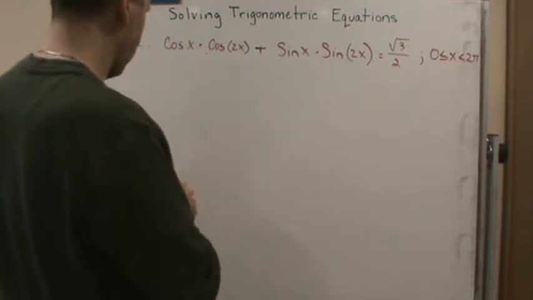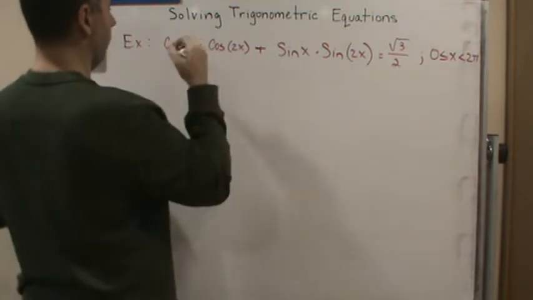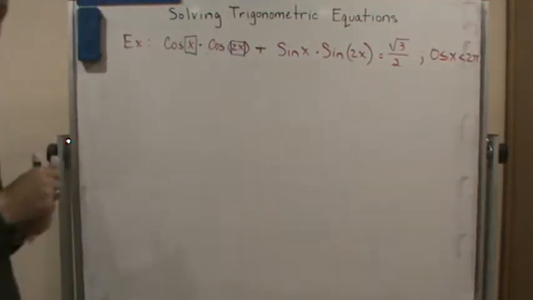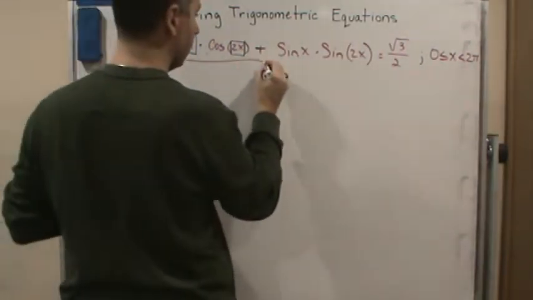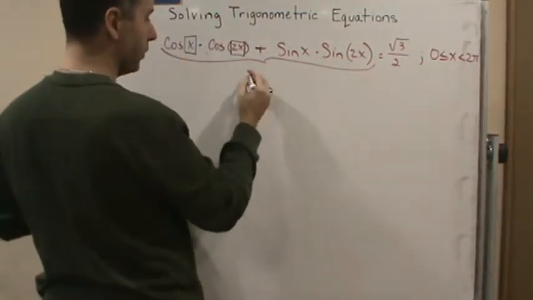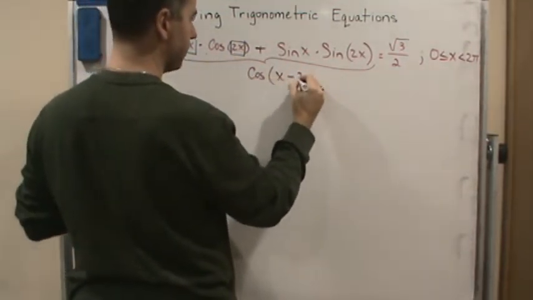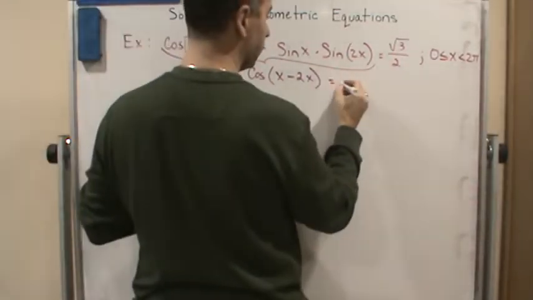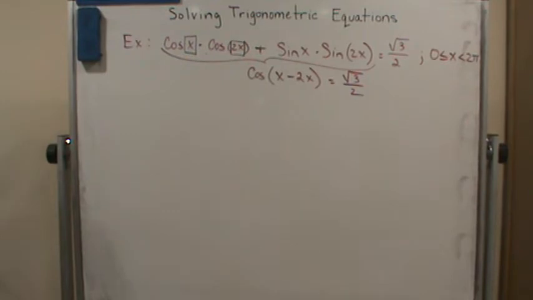So that means, what do we got? We've got our alpha and our beta, right? So that means this whole thing can be reduced to what? Cosine of alpha minus beta, x minus 2x, is equal to the square root of 3 over 2. So that makes things a lot easier to deal with.